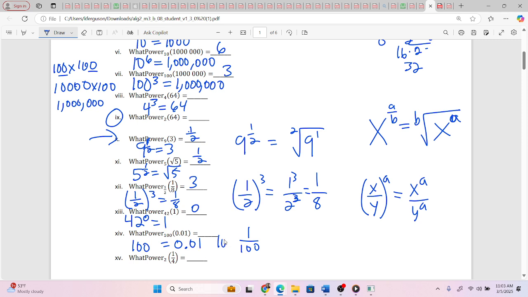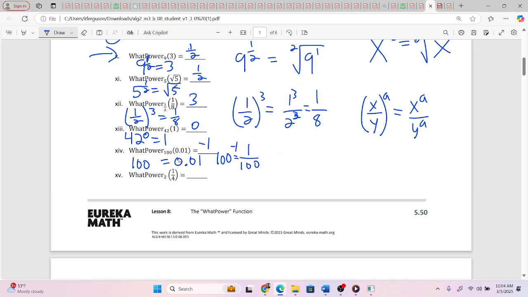So what power of 100 will give me 1 over 100? -1. Because negatives change the position. So that's a -1. The exponent rule says if I have x to the negative a power, it is the same as 1 over x to the positive a power. The negative exponent, when I change it to positive, changes my location. The negative doesn't change the sign of my stuff. It just moves it either up or down.